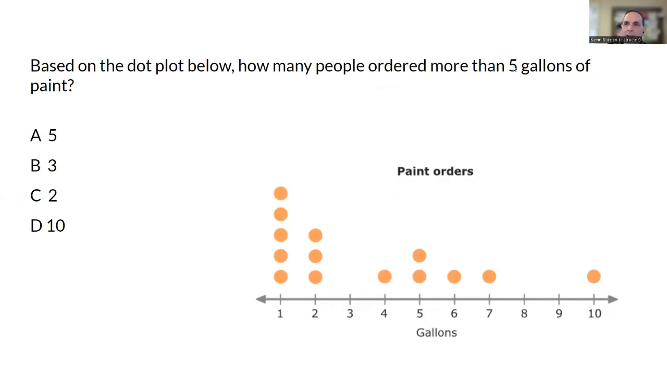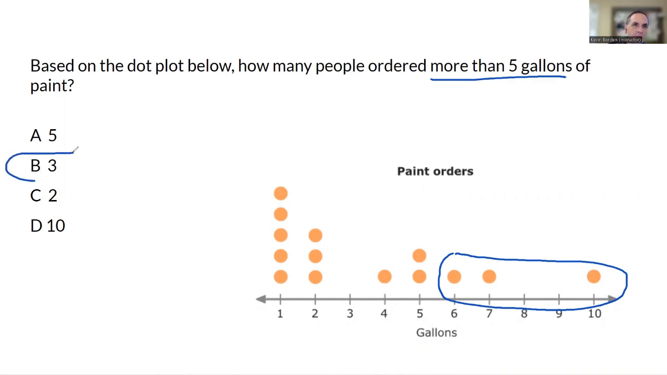All right. The key here is interpreting more than 5 gallons of paint. So 5 is not more than 5. So we're not going to include 5. We are going to include 6, 7, 8, 9, and 10. And we have 1, 2, 3 dots. It looks like 3 people or 3 orders were for more than 5 gallons of paint. Hopefully, that's clear that more than 5 does not include 5. It has to be more than.